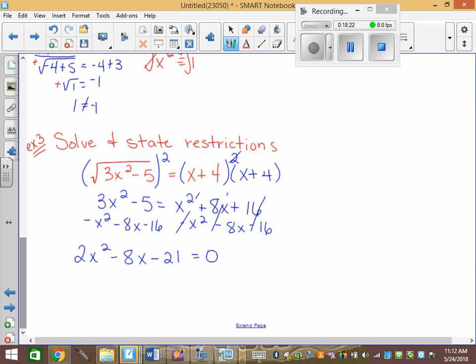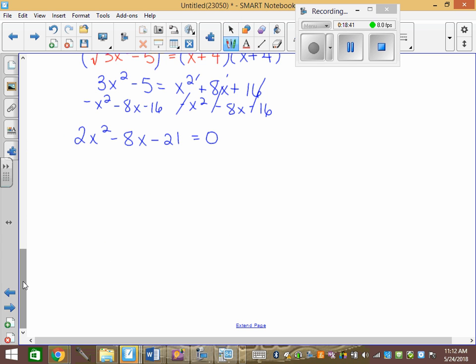Does anything factor nicely? Pardon? So if you have it negative, you should have the complete opposite signs. Negative 2x squared plus 8x plus 21. Yeah, I like having it positive. Does it factor? The anger level just came out with quadratic formula.